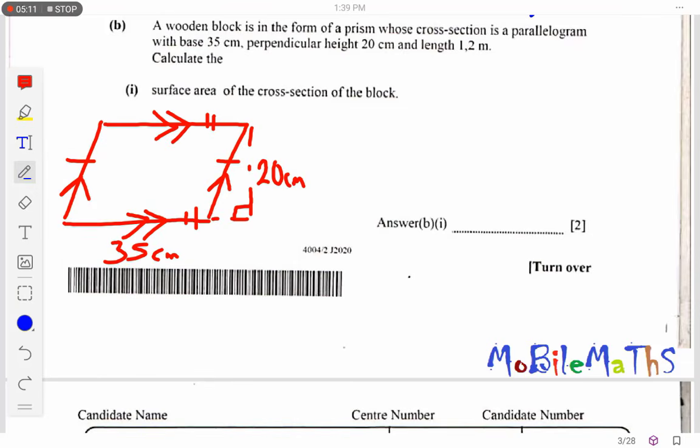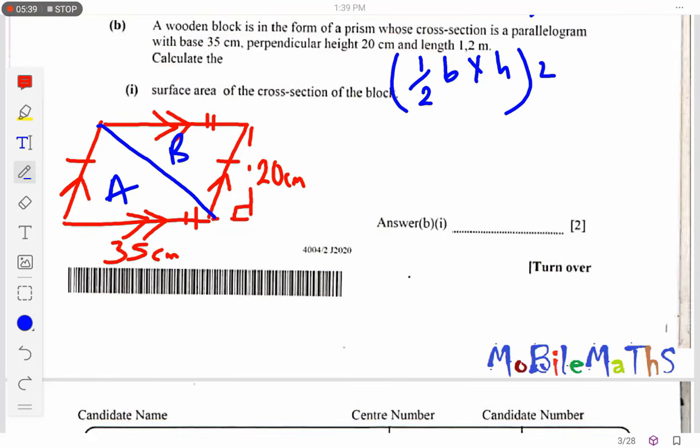Calculate the surface area of the cross-section of the block. So basically we want the area of this face that we are seeing now. For the area of a parallelogram, you can divide it into half and you have triangle A and triangle B. Our area for a triangle is half base times height. Since there are two, A and B, we can multiply by 2.